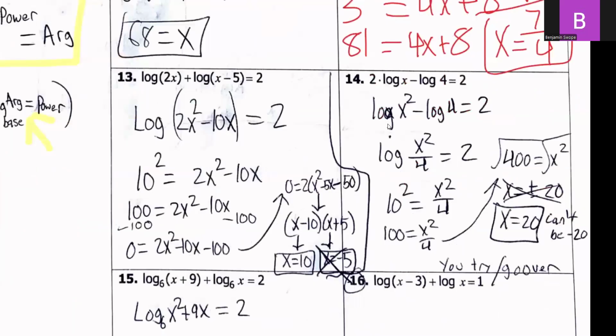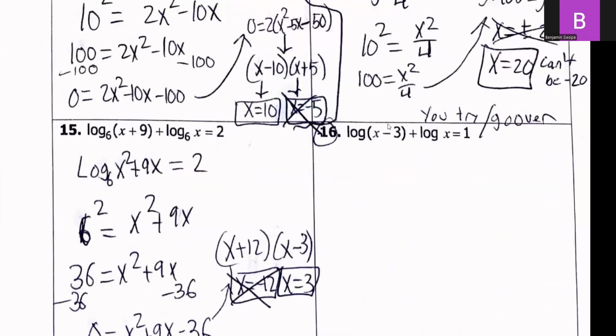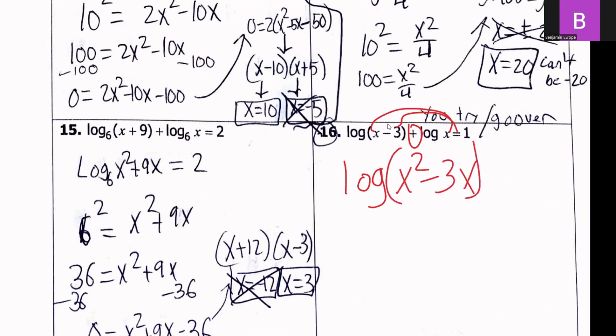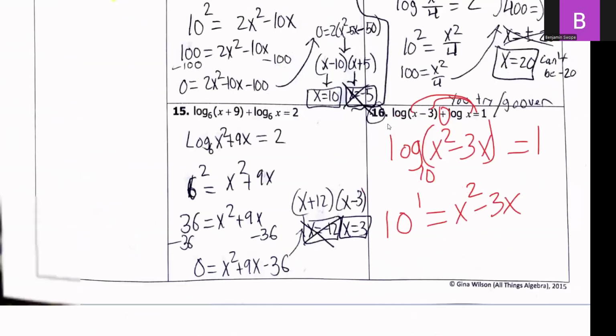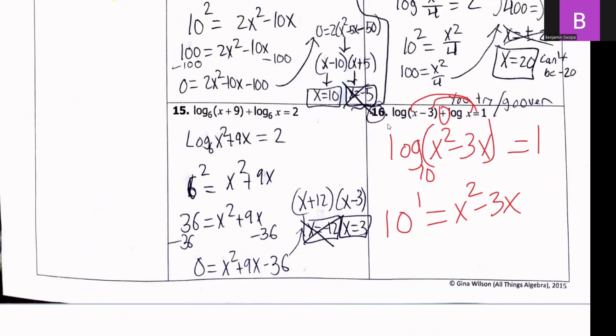All right, just one more question we're going to look at. Same thing, like I said, we do want to condense if we have multiple logs. So we have a plus. Remember, that means we're going to multiply these arguments. So we'll have log, and we've got to distribute basically that x. So that'd be x squared minus 3x equals 1. Remember, if you don't have a base, it's base 10. So we're going to take 10 to the first power equals our argument. So that would just be 10.